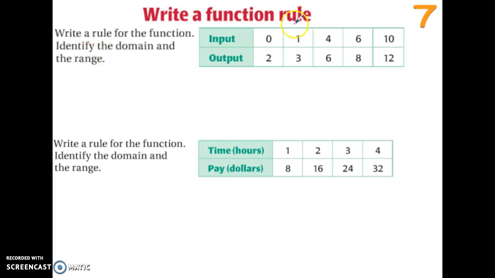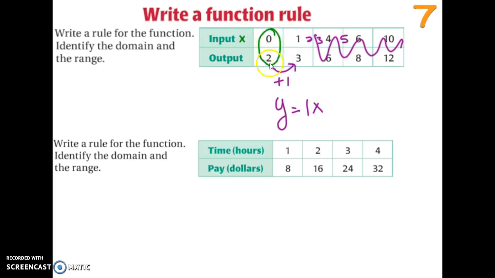Write a rule for the function. Okay, these don't all go by ones, but they do right here, 0, 1. So I know my pattern right here is going by ones, adding 1, 2, 3. If I wanted to put a 2, 3 here and a 5 here to make these go by ones, I could, but I really don't care about all these because I already know what my pattern is. And then look for where x is a 0, our input is a 0 here. So our output, our y value is 2, so it's a plus 2.